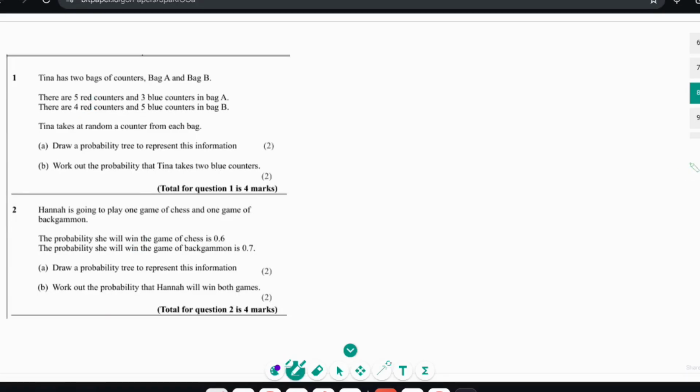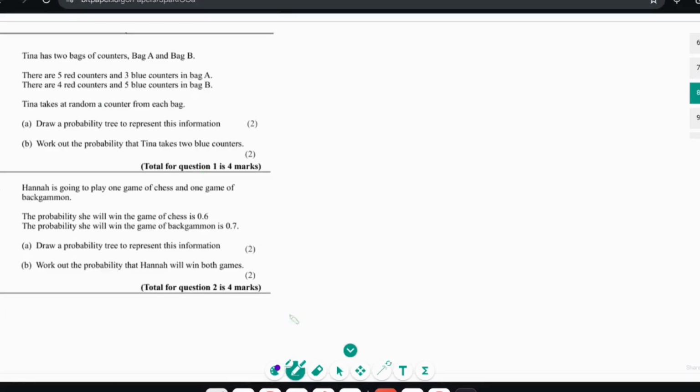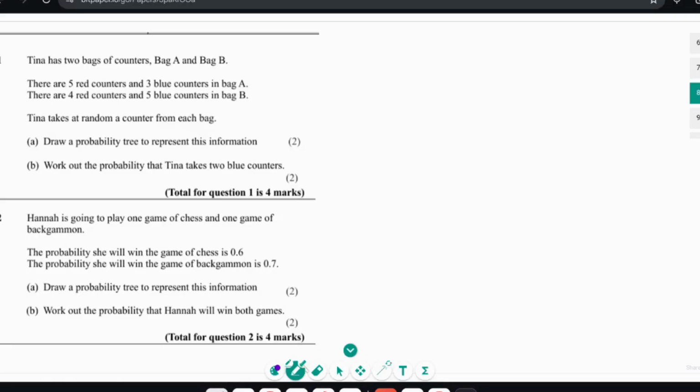Okay, for these, there is no tree diagram. We're going to have to draw our own. Tina has 2 bags of counters, bag A and bag B. Bag A, there are 5 red and 3 blue. Bag B, we've got 4 red, 5 blue. Tina takes at random a counter from each bag. Right, so the first event is taken from bag A, and the second event is from bag B.